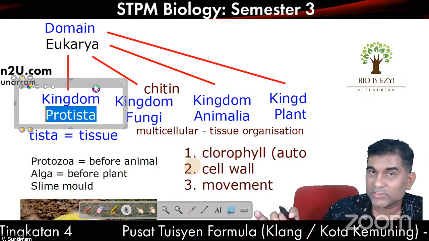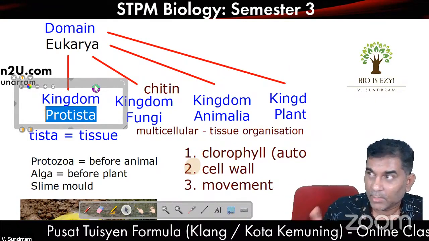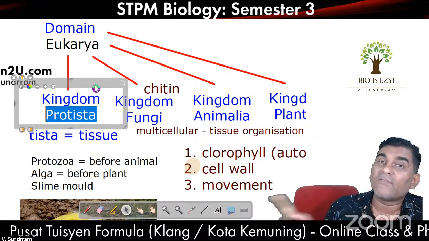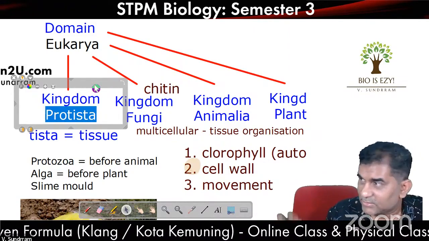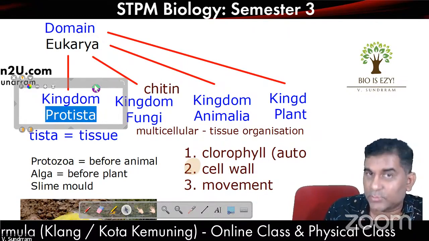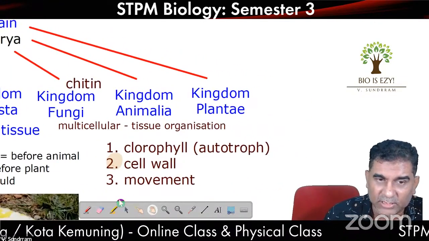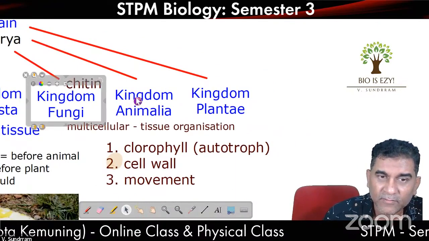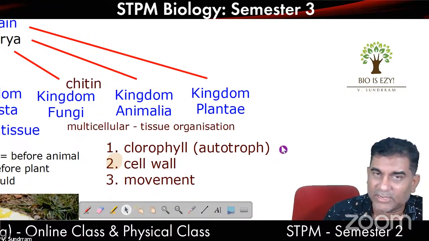So the first question we ask: they are eukaryote, which means they have a nucleus. If they have a nucleus, do they have tissue organization? If they don't have tissue organization, put them under kingdom Protoctista. That means all of these others have tissue organization: Fungi, Animalia, Plantae. They are multicellular and have tissue organization.